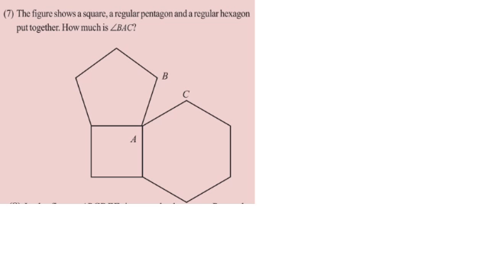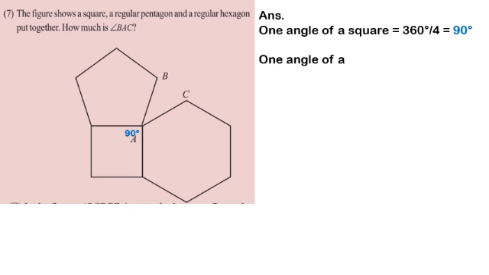Question number 7. The figure shows a square, a regular pentagon and a regular hexagon put together. How much is angle BAC? This is a similar question to the one we just did, right children? Okay. Here we know one angle of a square is 360 by 4, that is 90 degrees. And one angle of a regular pentagon is 540 by 5, that is 108 degrees.